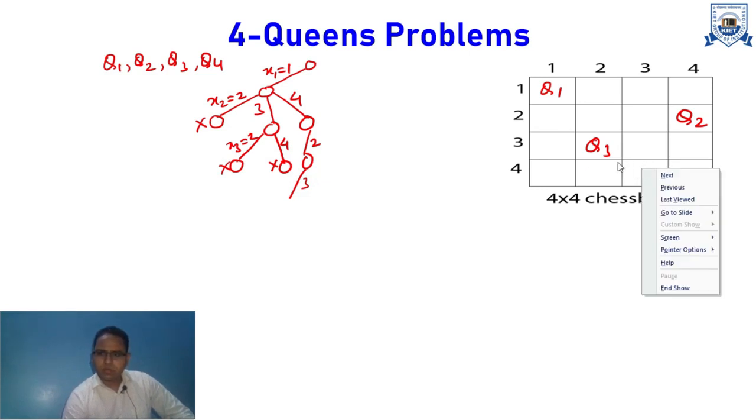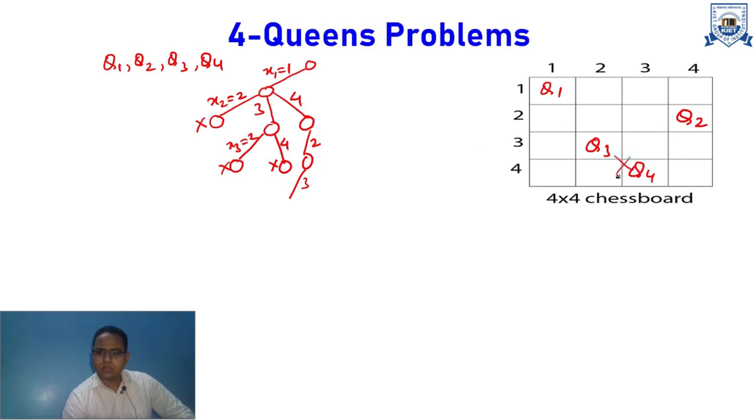If you place queen 4 here, it will be diagonal with each other, so no space is left. If you try to place queen 4 in the fourth column, again q2 will attack it. So there is no option for q4, which means this is a dead end. So again, backtrack to this one.